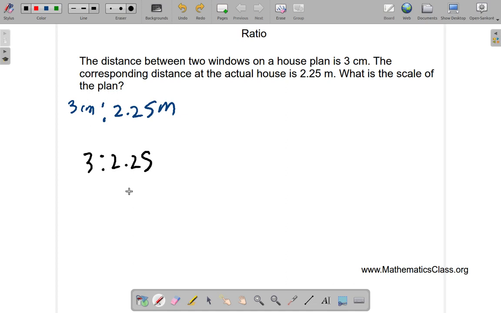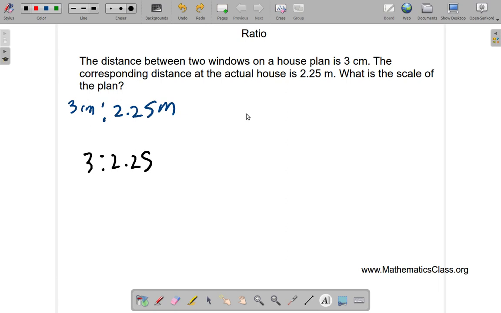And why is that so? All right, notice that this 3 is quoted in centimeters, while the 2.25 is quoted in meters. All right? In order to compare two quantities using ratios, they must be quoted in the same units. So that's necessary. They must be in the same units. All right?